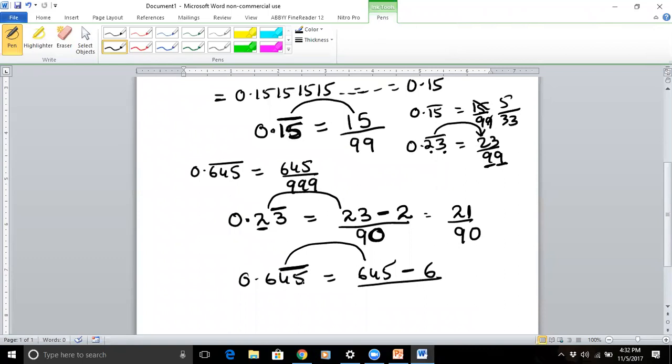For a digit under the bar, you're going to place a 9 on the denominator. So I'm going to place two 9s here. And for a digit not under the bar, you're going to place a 0. So 645 minus 6 will be 639 divided by 990. And you can reduce this to the lowest form, right? So that's how you convert any recurring number into a fraction.